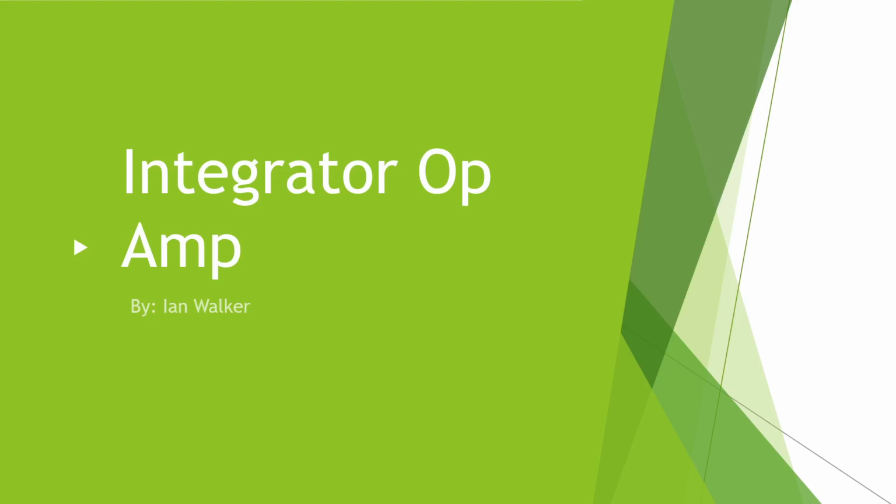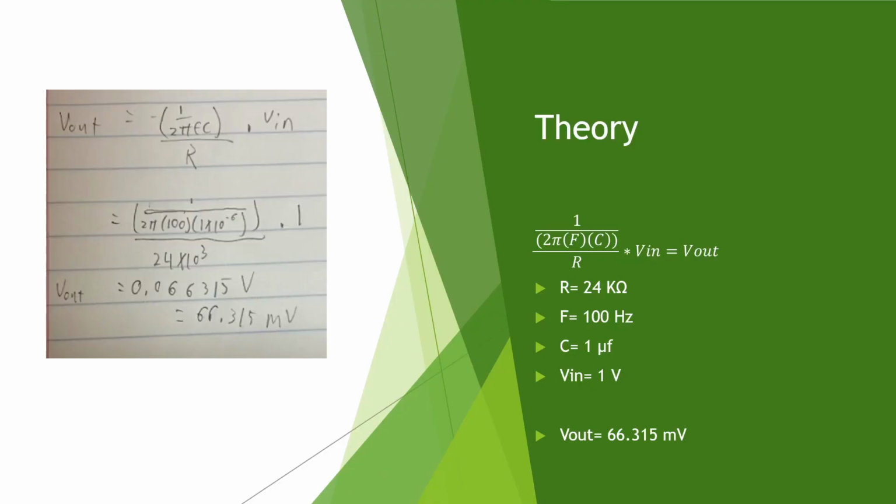Hello, today I'm going to show you how an integrator op amp functions. First, we are going to start with the theory. With the equation 1 over 2 pi Fc, all divided by R, multiplied by the voltage in, will equal your voltage out. That equation can now be seen on screen. This equation gives the ideal output of an op amp.